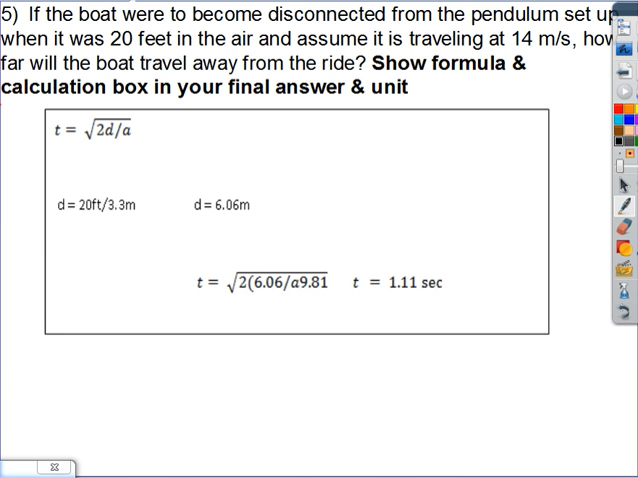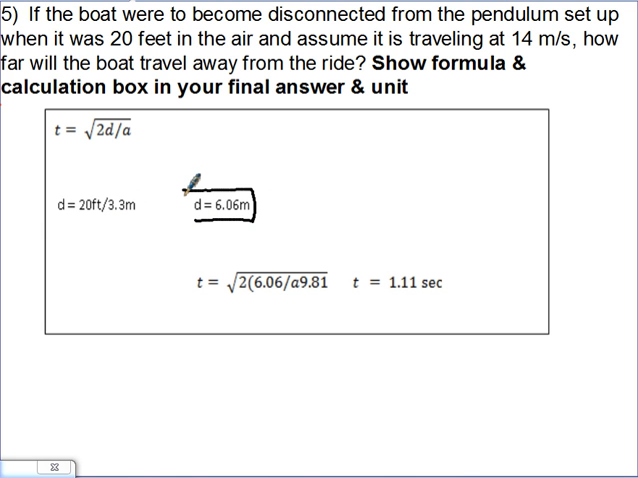Okay, the boat becomes disconnected from the pendulum at 20 feet in the air, and then assuming that you're traveling at 14 meters per second, how far will the boat travel? Well, the first thing we would have to do is convert feet to meters. So there's 3.3 feet in each meter, so you take 20 feet divided by 3.3, and you get a distance in meters. And then we apply the distance to the time formula.